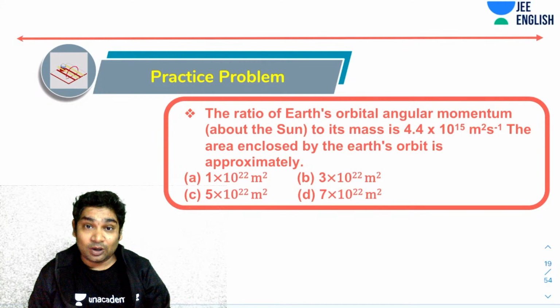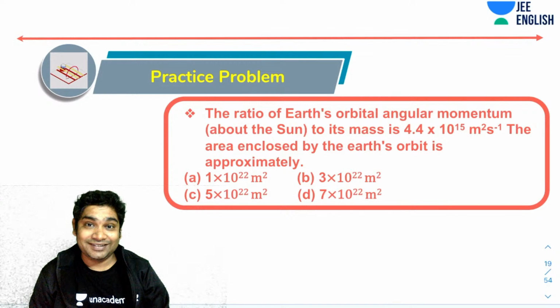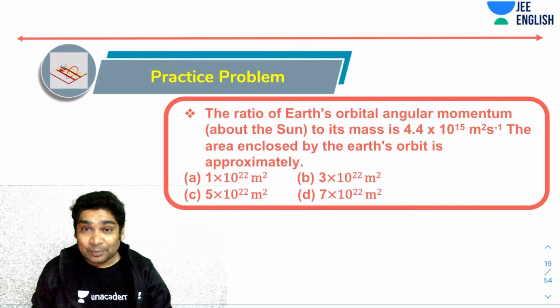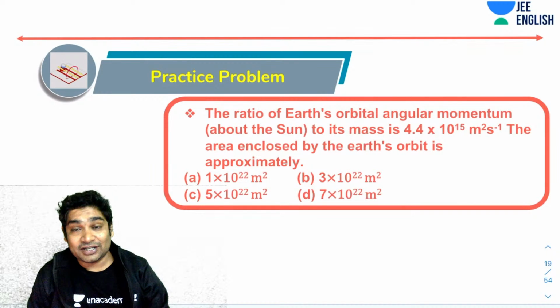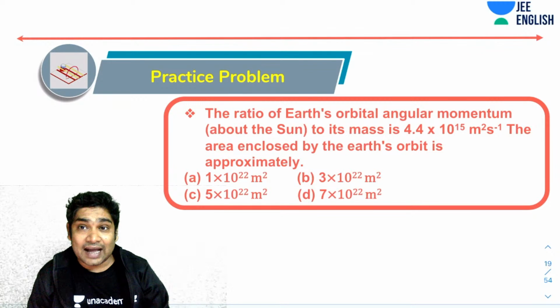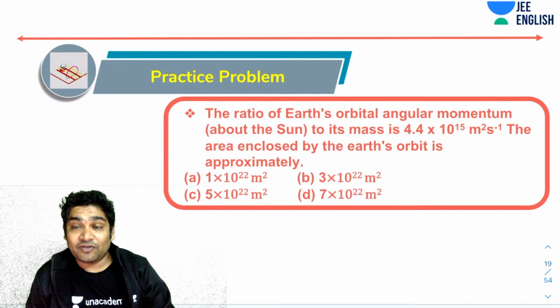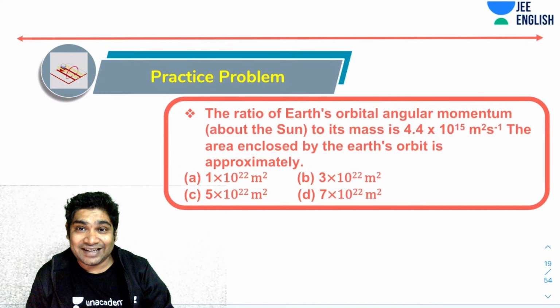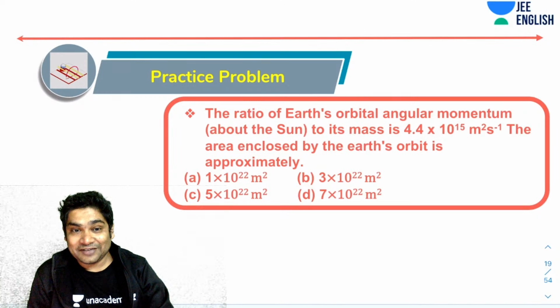This is why I was telling you that the angular momentum formula was very, very important. This is another PYQ, a previously asked question. It asks: if the ratio of the Earth's angular momentum about the sun to its mass is 4.4 into 10 to the power 15 meters square per second, the area enclosed by Earth's orbit is approximately how much? Try and figure this out.